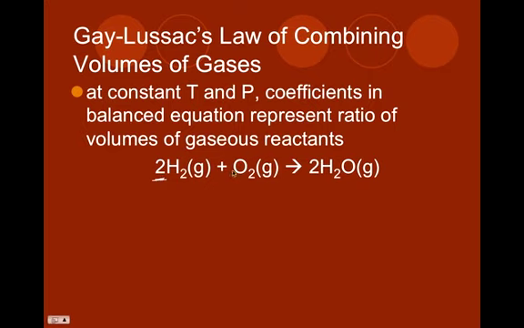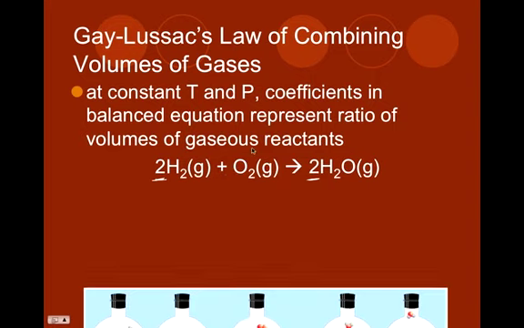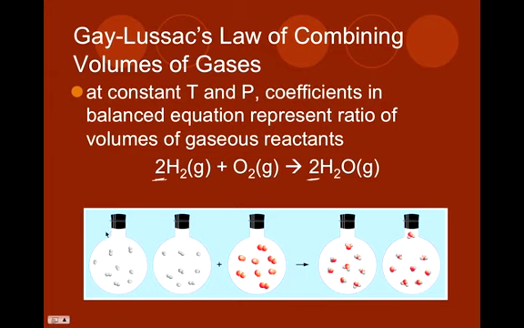Well, these coefficients, we know of them right now as mole ratio. So for every 2 moles of hydrogen, we're going to have 1 mole of oxygen react. But if temperature and pressure are kept constant, you can also say every 2 liters of hydrogen will react with 1 liter of oxygen. If you imagine that each of these little ball things is 1 liter, see that 2 liters of hydrogen plus 1 liter of oxygen will give us 2 liters of gaseous water vapor.